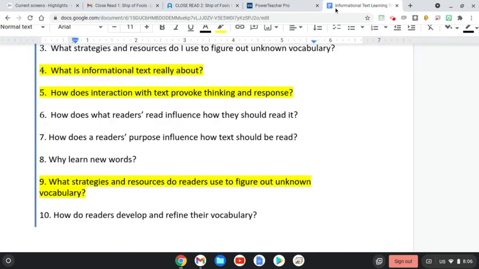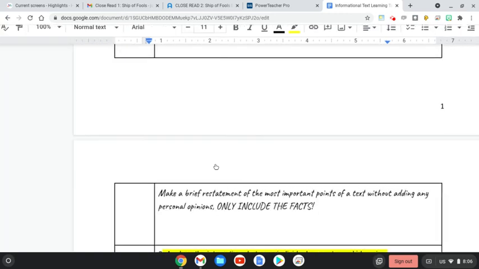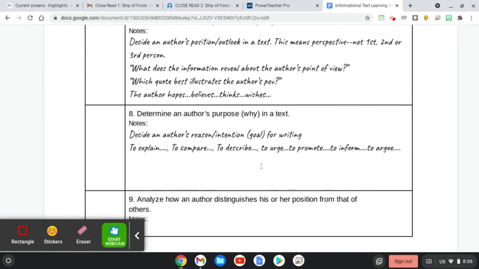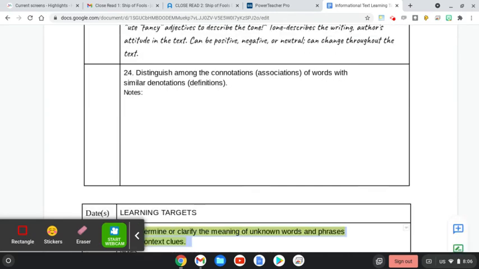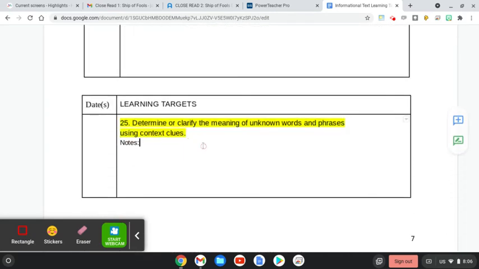As you read through this first phase, we'll be focusing on a learning target. I think it's like 20 something. Scroll far away to get you to it. We're focusing on learning target number 25, to determine or clarify the meaning of unknown words and phrases using context clues.